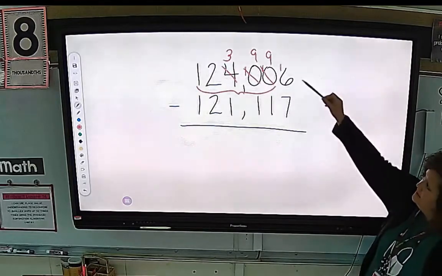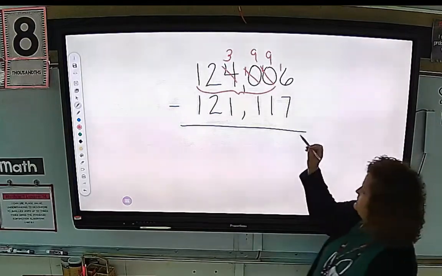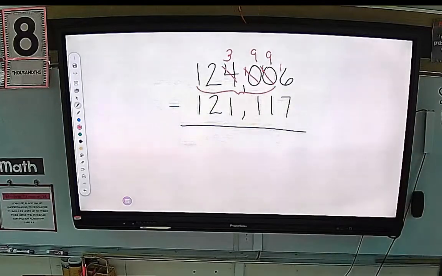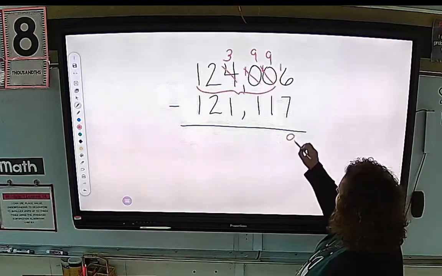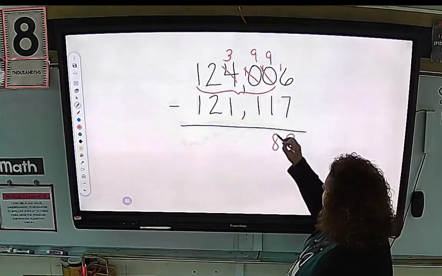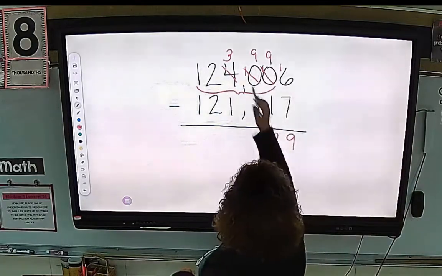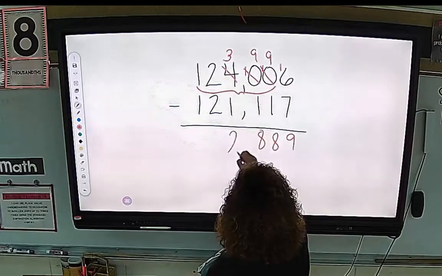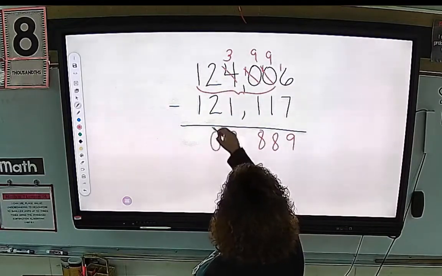16 take away 7 is, everybody? Come on. We need to be quick with these. 16 take away 7 is 9. 9 take away 1 is? 8. 9 take away 1 is? 8. 3 take away 1 is? 2. 2 take away 2? 0. 1 take away 1? 0.